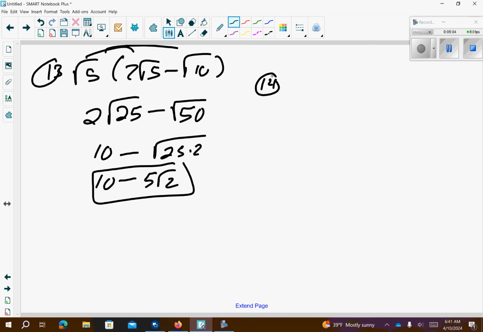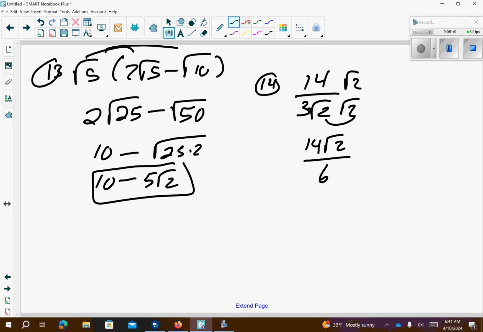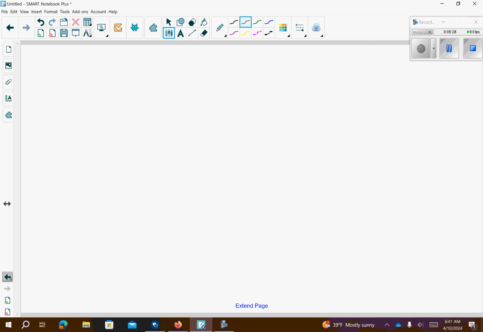Number 14, we're going to get 14 over 3 root 2. Let's multiply top and bottom by root 2 and root 2. So on top I have 14 root 2. On bottom, that's root 2 times root 2, which is root 4. Root 4 is 2 times 3 is 6. And then I can reduce outside. 2 goes into there 3 times, goes in there 7 times, so I get 7 root 2 over 3. Notice the radical's only on top.